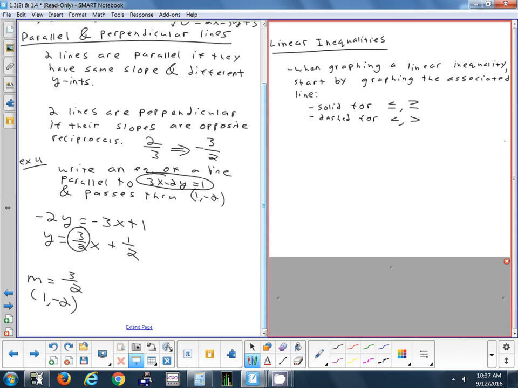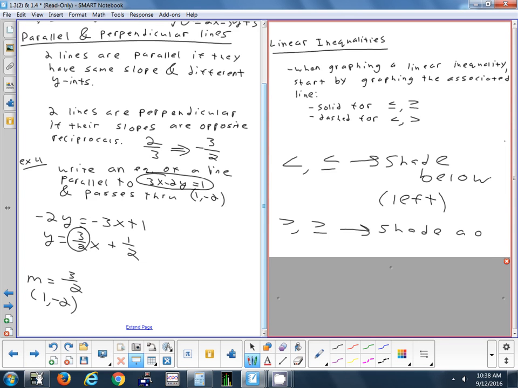Now, the quick way to remember, do I shade above or shade below? If you have less than or equal to, you shade below. Now, the other time that gets a little confusing is if it's a vertical line. You don't really have an above and below. With a vertical line, you have a left and a right. But for everything else, you do have an above and below. Greater than or equal to, shade above. Or for a vertical line, where would you shade? To the right.